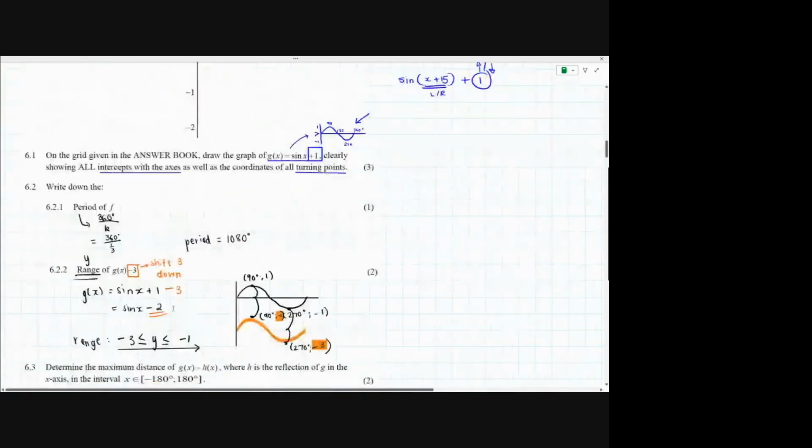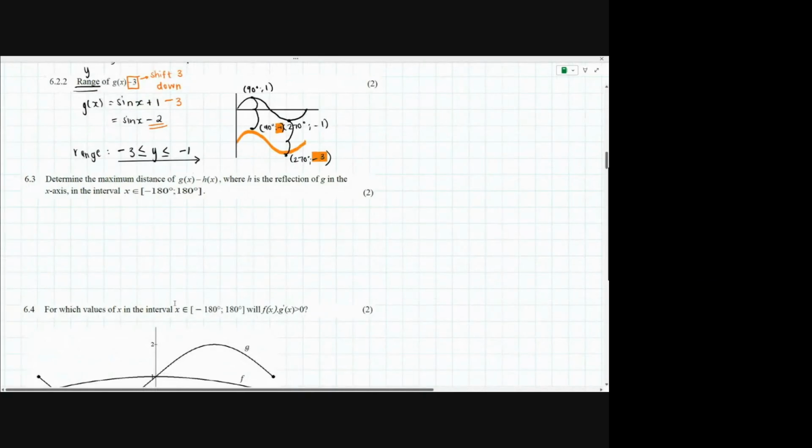Okay. So 6.3 says determine the maximum distance of g of x minus h of x, where h of x is the reflection of g in the x-axis in the interval x element negative 180 to positive 180. So remember, g of x was our sine x plus 1. Okay, so again, obviously we've got the graph up there, I just don't want to keep scrolling back and forth.